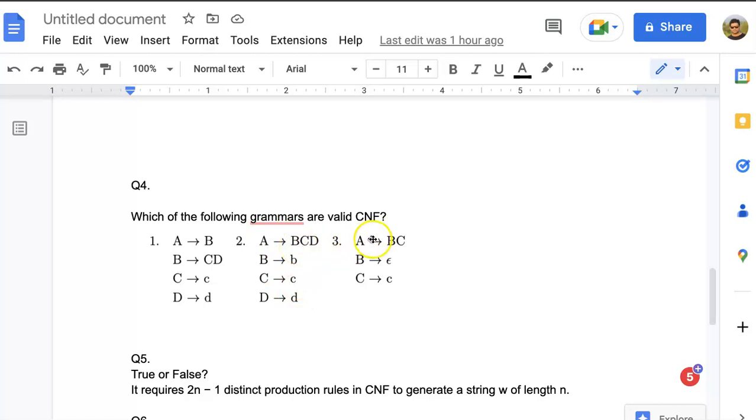In the third option, the first rule is okay, because from a non-terminal we are going to two non-terminals, that is fine. But in the second rule, from a non-terminal you are going to a null production, which is not permissible in CNF. So that's why it is also not valid. So all these three options are not valid.